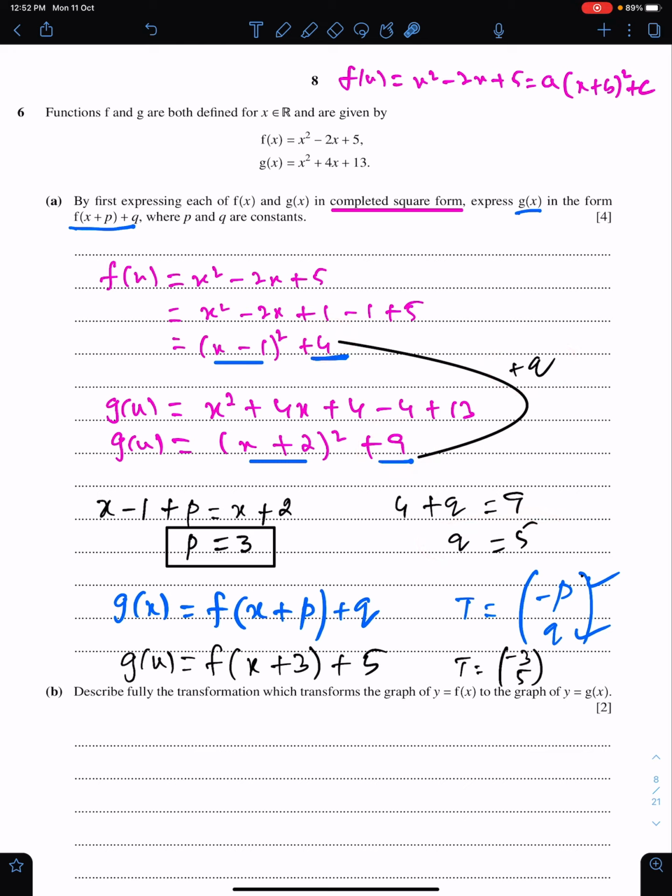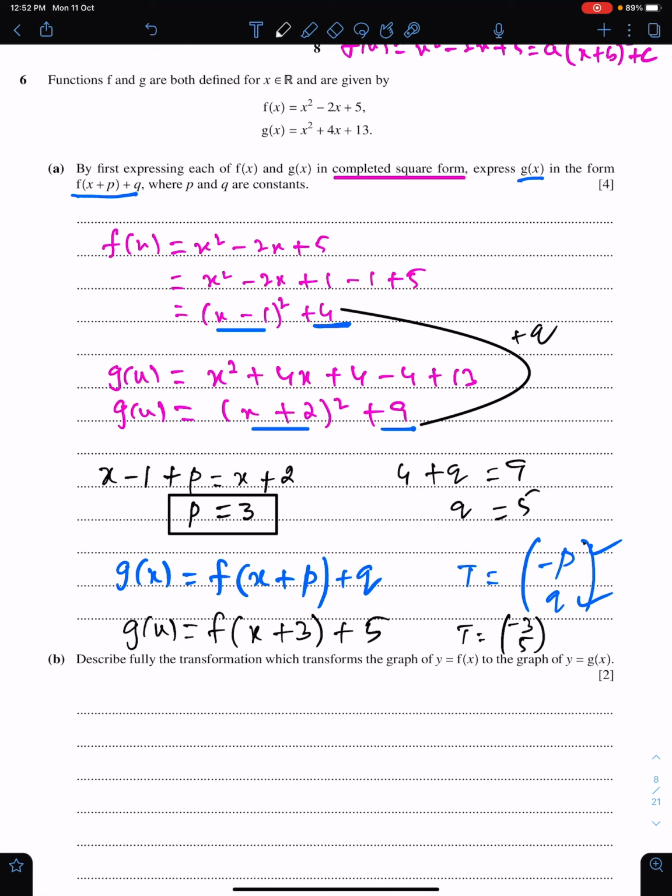So when you substitute p here and q here, you'll get the equation of g in terms of f of x: f of x plus 3 plus 5. And this is the translation vector. So the vector is minus 3 and 5. We all know when this is plus p, then we write minus p here. This is the rule of the translation vector.